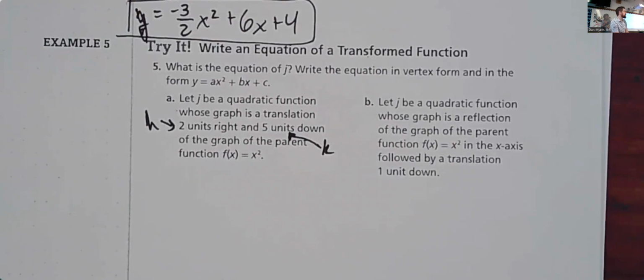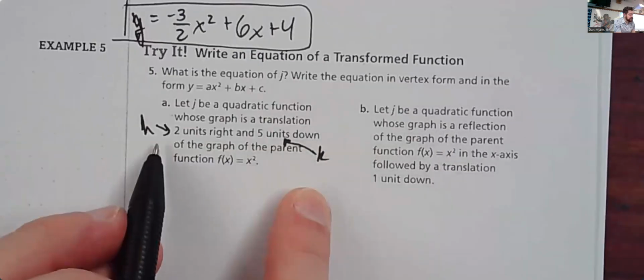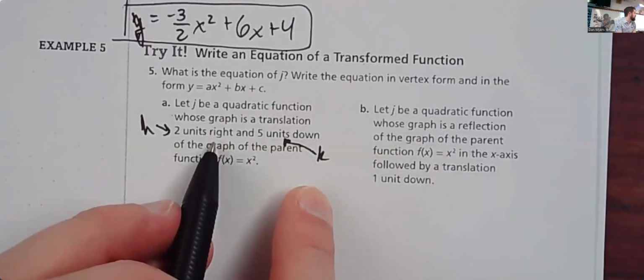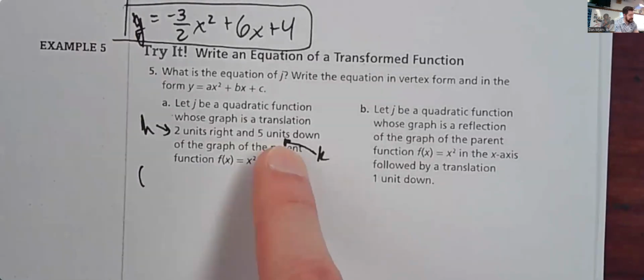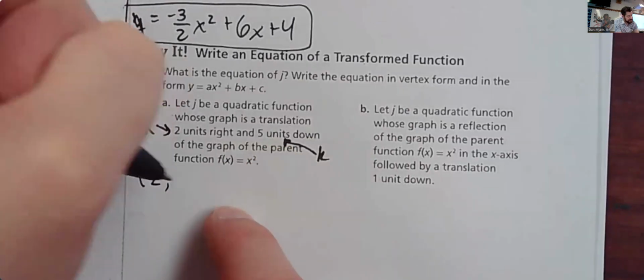Is there anything about stretching or shrinking or vertical translations or vertical reflections here? Is there any information about vertical stretches or reflections on this one? On A? I don't see anything. I just see shifts. So h, k, if we're going 2 units to the right, right is a positive shift, right? So that means that h is 2 and k is -5 because it's going down 5. So the vertex is at 2, -5.